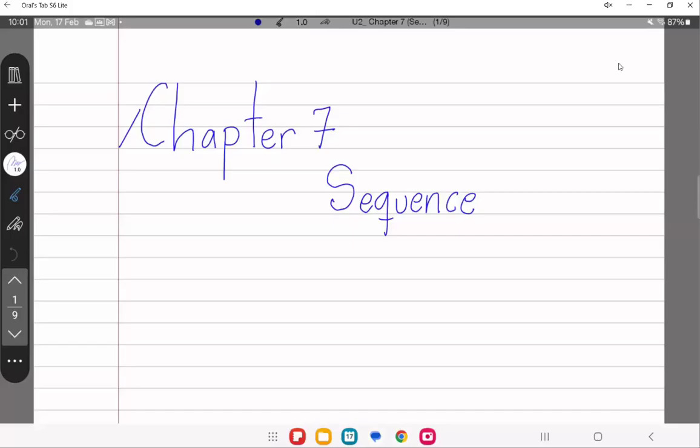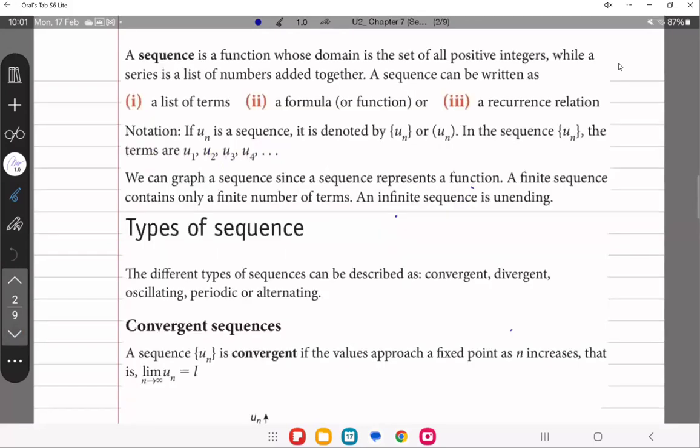All right, good. All right, guys. So today we're going to start chapter 7. Now, chapter 7 is on sequences, as you can see. So let's just go to the next page. So here's how we start out.